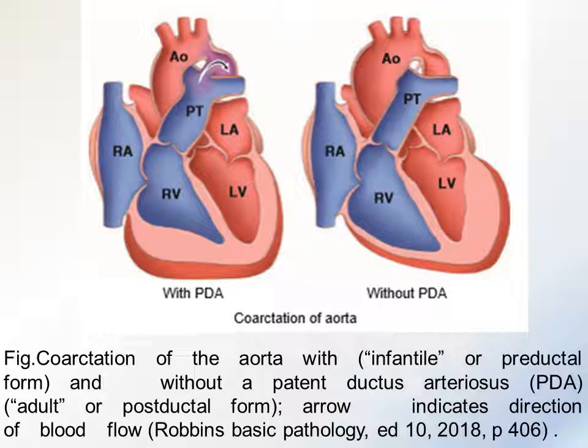The figure shows the coarctation of the aorta. On the left side, the infantile or preductal form, and on the right side, without a patent ductus arteriosus, the adult or postductal form. So, for the infantile type or the preductal form, the right side of the heart perfuses the body distal to the narrowed segment. The right ventricle is hypertrophied and the pulmonary trunk is dilated to accommodate the increased blood flow.